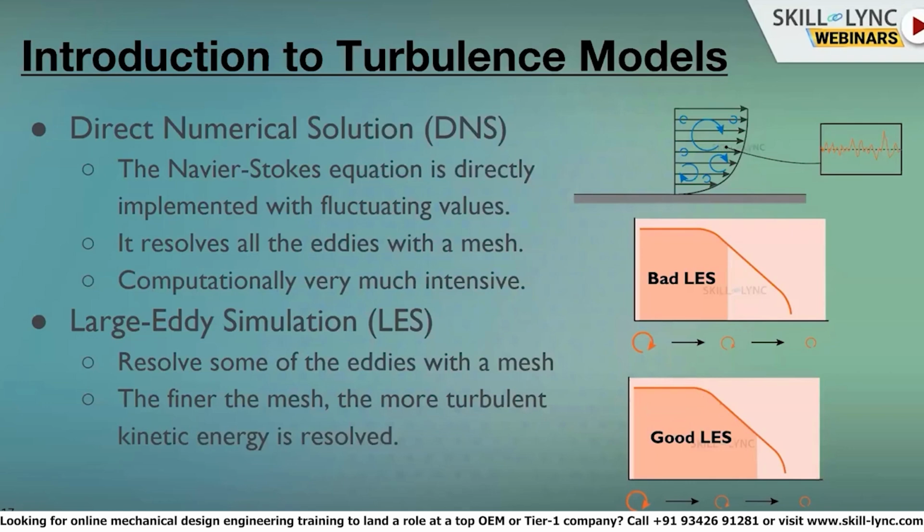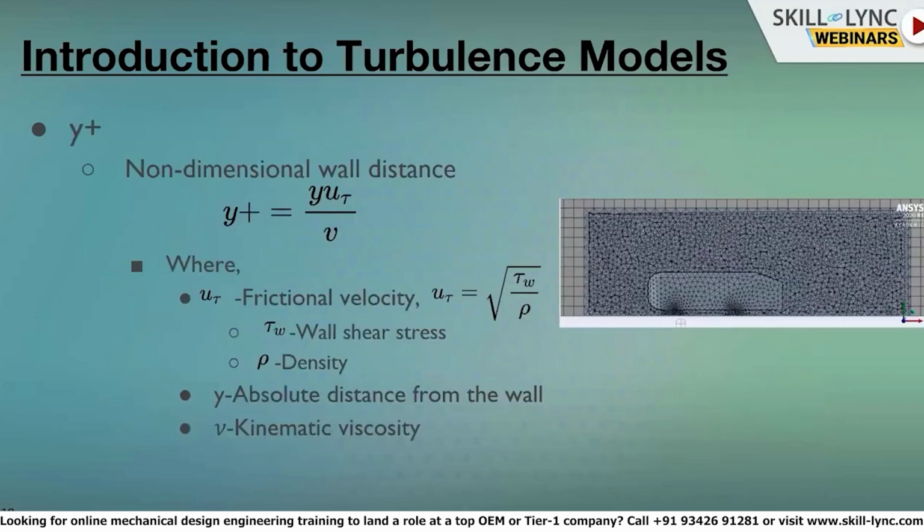So now coming to the y plus. I told you that for K epsilon we need y plus between 30 and 300, and for K omega it should be close to 1. So what is this y plus? It is a non-dimensional wall distance which is used to place the first layer near the wall.